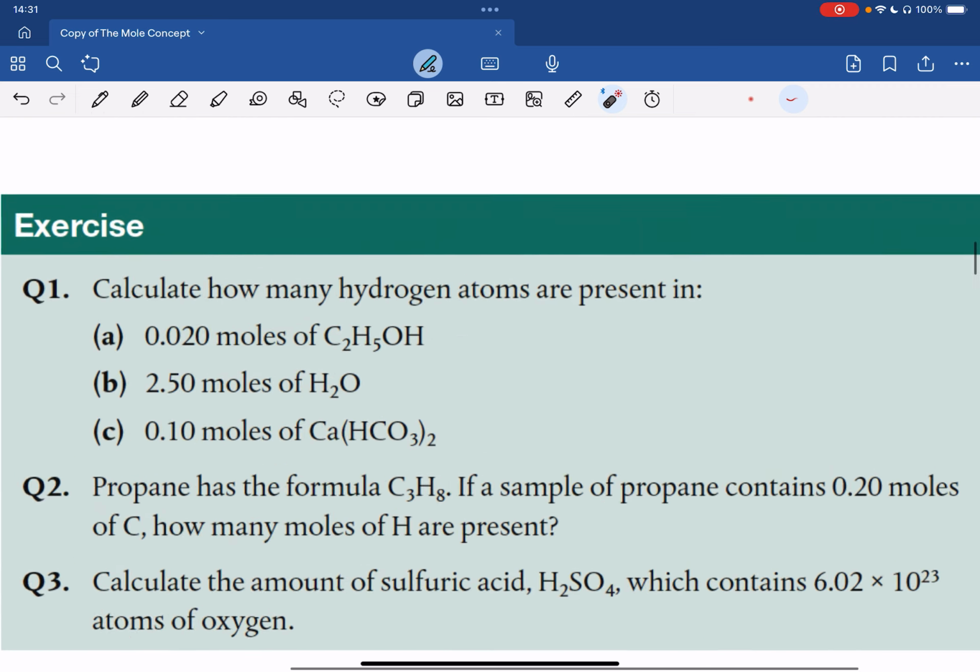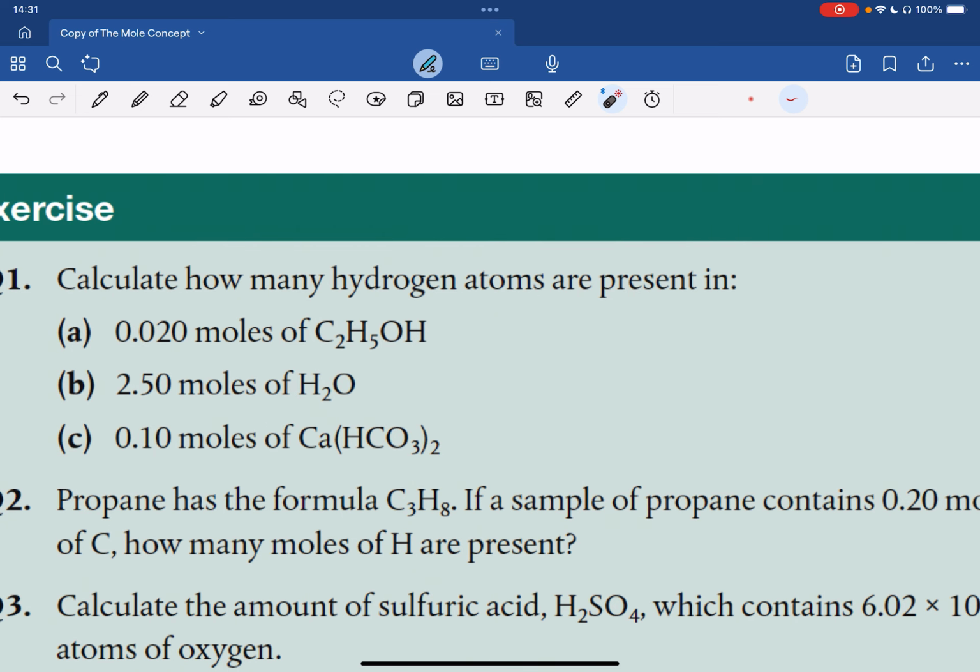So let's do calculation number one. How do we find the number of hydrogen atoms? If the question asks for the amount of atoms, what did I say? We have to consider the subscripts, the 5 and 1. How many hydrogens do we have in one molecule? 6 hydrogens, yes? Please consider that. So let's use this method first.